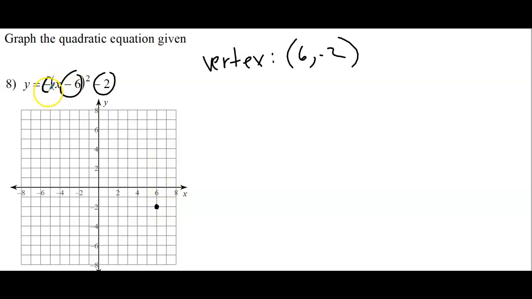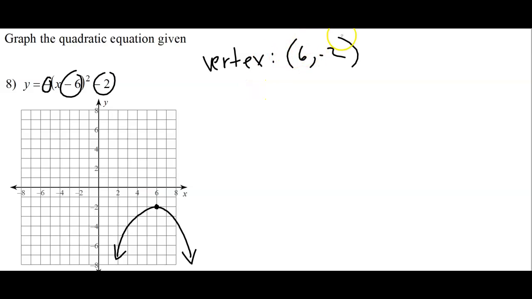Next, we have a negative 1. Now, anytime your a value is negative, your parabola is going to be a downward-facing parabola. Now, technically, in the notes, we talked about how if this number is greater than 1, it's going to look skinny, and if it's less than 1, it's going to be fat. That part I'm not going to be looking at too much on the quiz. I'm really just going to be looking at, did you get it going in the right direction? If you have a negative, it should be upside down. If you have a positive, it should be right side up.